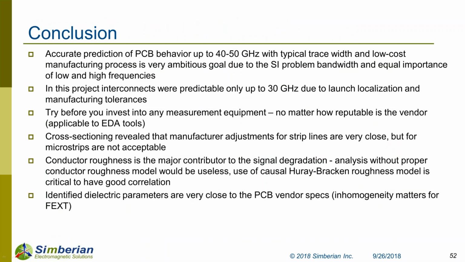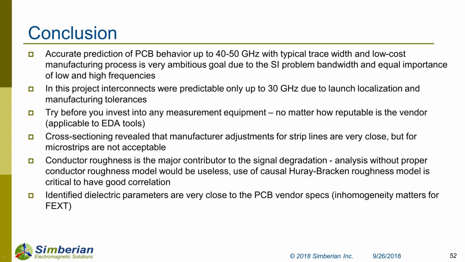So in conclusion, I should say that accurate prediction of PCBs up to 40-50 gigahertz is really a challenging problem. In this project, the correlation was acceptable up to 30 gigahertz, and not for all structures. You can see the complete report if you're wondering which structures were not correlating well. You have to try before investing in any measurement or equipment or EDA tools. They're all equally expensive nowadays. Cross-sectioning and control of your manufacturer have to be done to make things predictable.